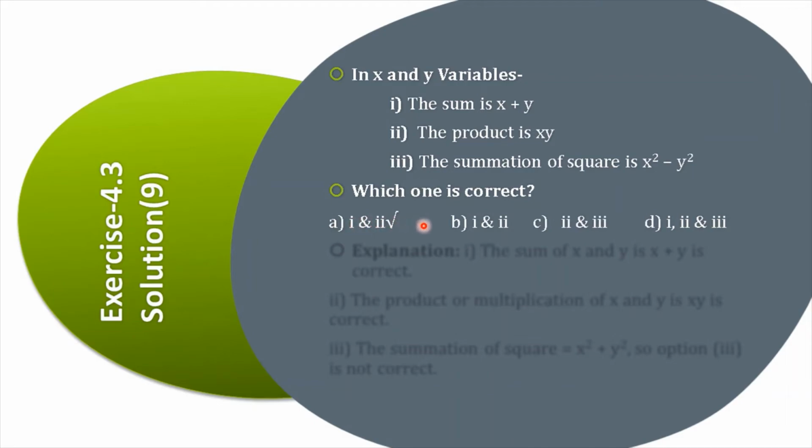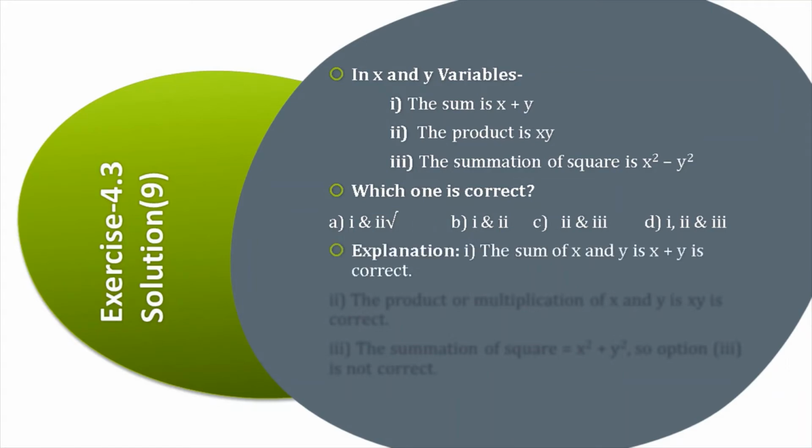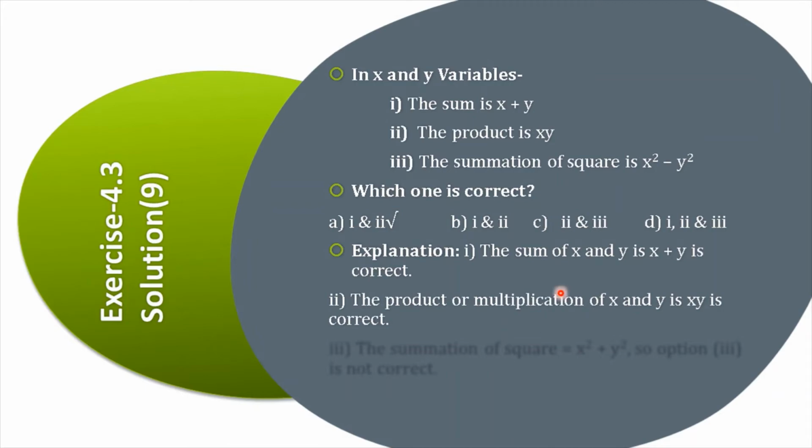Why are 1 and 2 correct only? Why not 3? This is the explanation, my dear. Number 1, the sum of x and y is x plus y. It is correct, as you can see. The product or multiplication of x and y is xy. It is also correct, my dear.